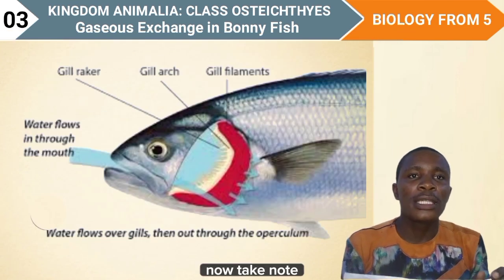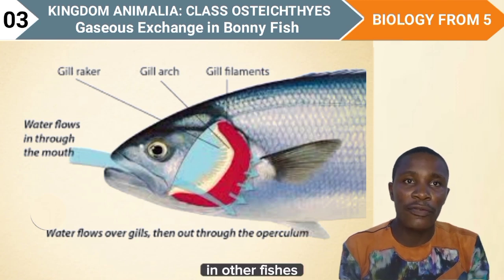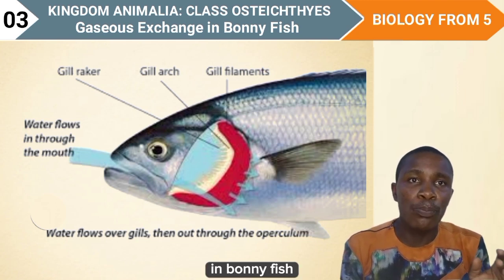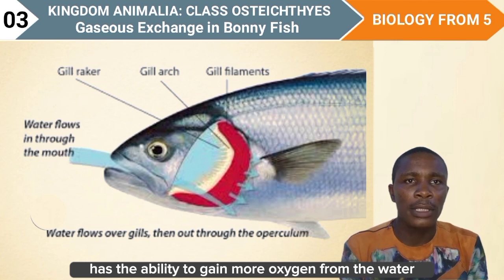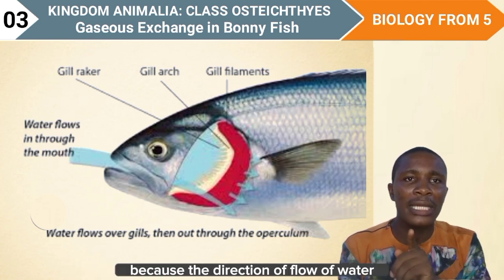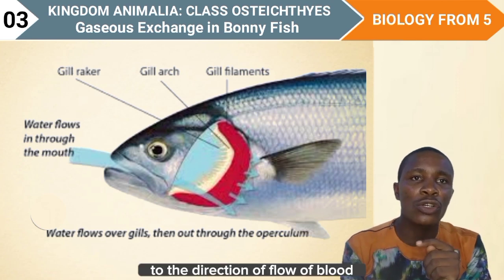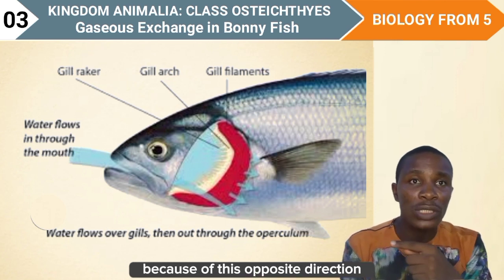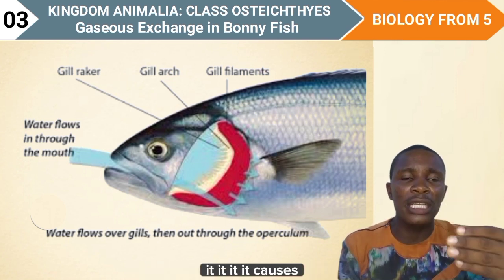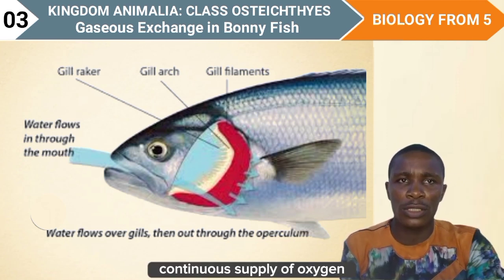Now, take note, gaseous exchange occurs differently in other fishes like sharks. The bony fish has the ability to gain more oxygen from the water. The simple reason is that the direction of flow of water is opposite to the direction of flow of blood. Because of this opposite direction, it causes a continuous supply of oxygen.